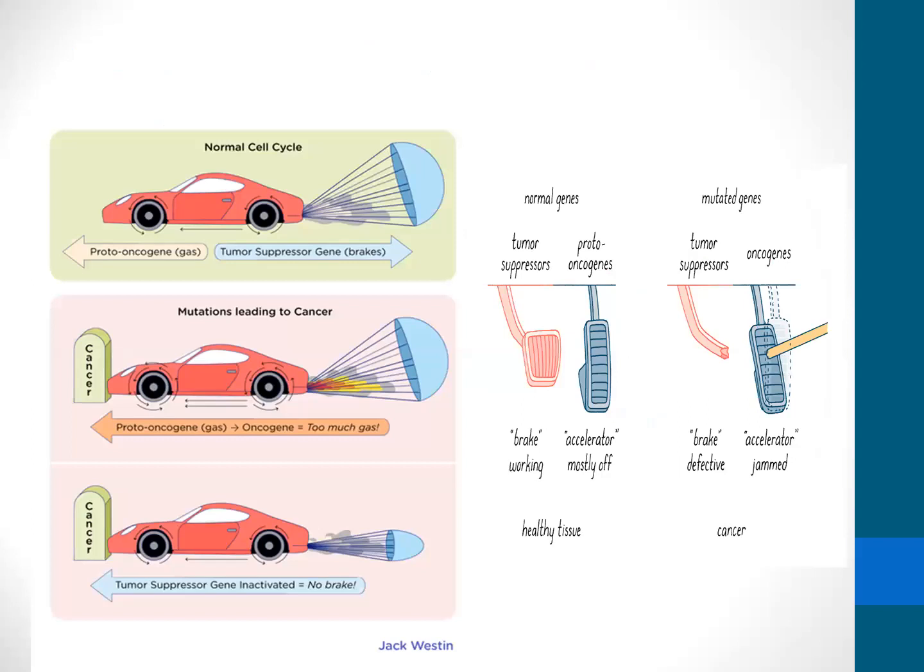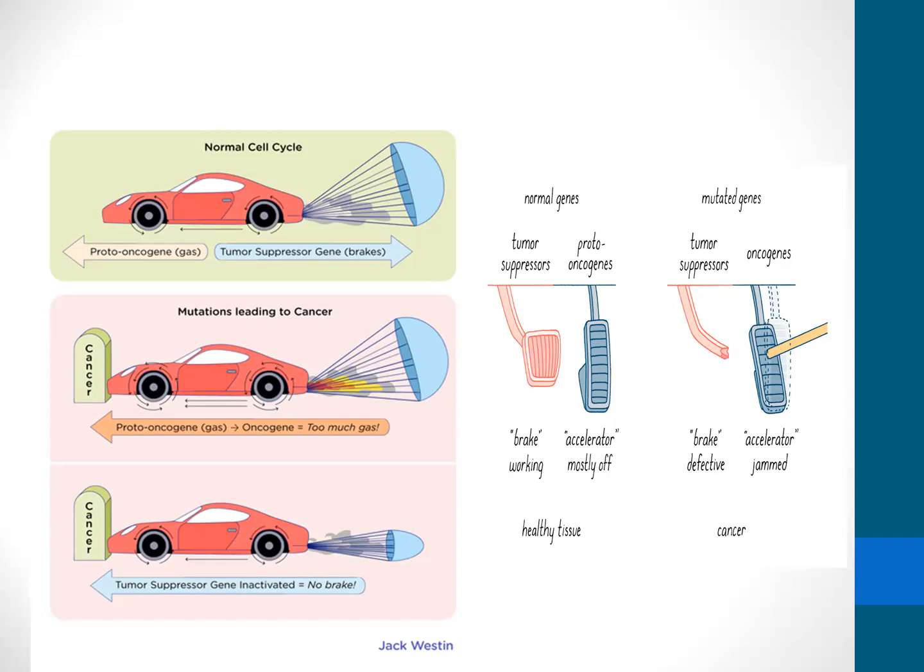In order to understand the concept better, you can see there is a picture of a car. The car has an accelerator and it also has a brake. You can think of an accelerator as a gene which is mostly off and only switched on when growth of the cell is required. Tumor suppressor genes are in working condition.